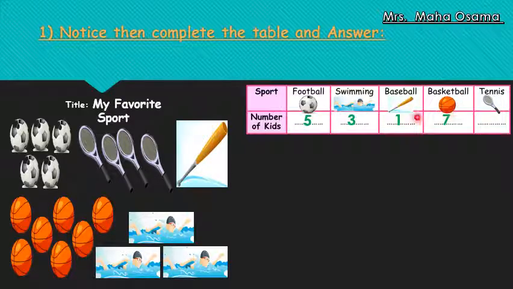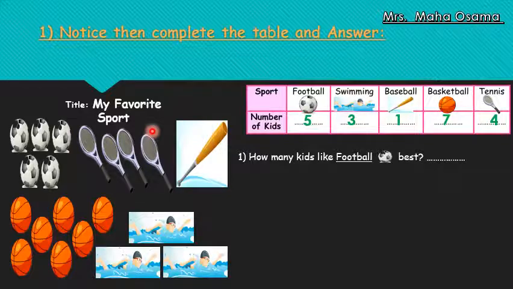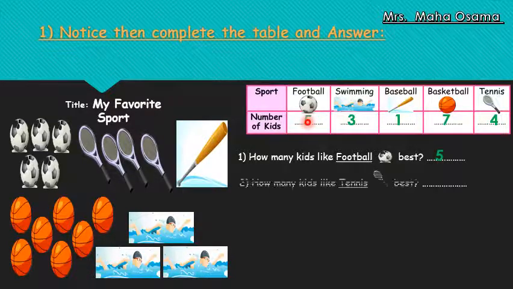How many kids like tennis? 1, 2, 3, and 4. So the answer will be 4. And now he asked me a question. How many kids like football? I will look at this table which I organized. In football, I have 5, so the answer will be 5.